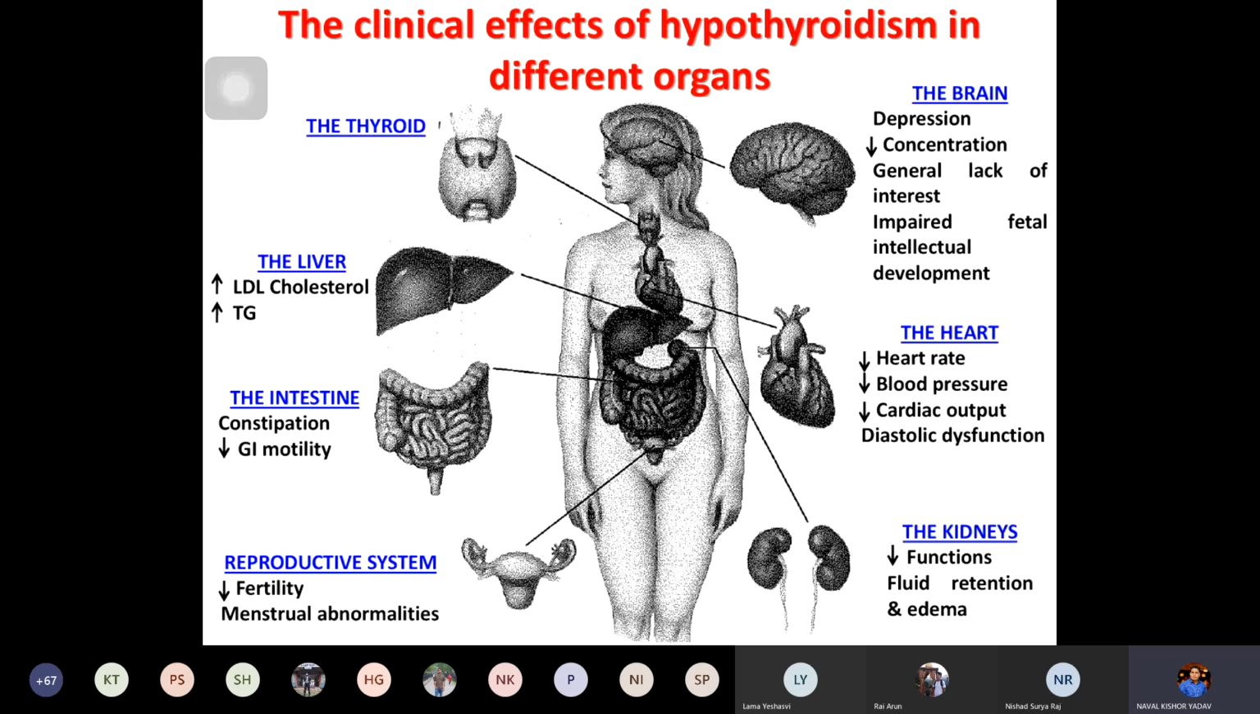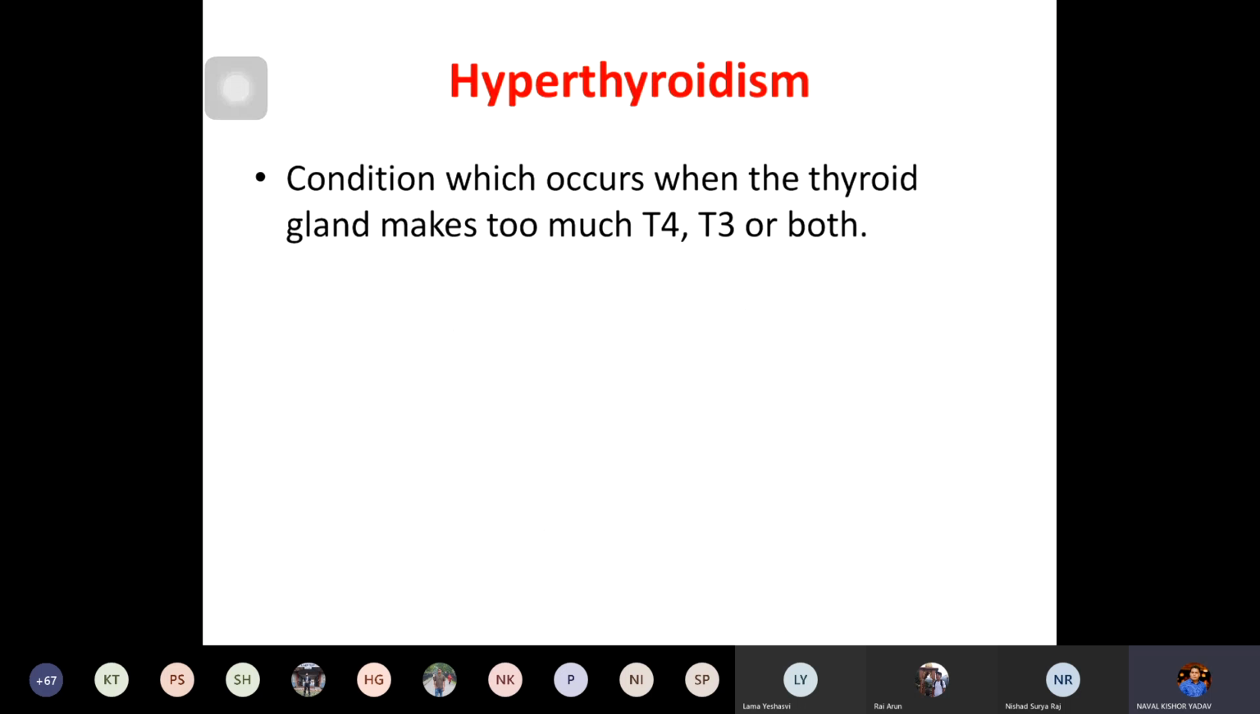So this is all about hypothyroidism, the causes, the clinical effects on the different organs, and the signs and symptoms, like fatigue, increased sensitivity to cold, weight gain, dry skin, constipation, puffy face, muscle weakness, depression, and impaired memory. All these complaints you will get from patients suffering from hypothyroidism.